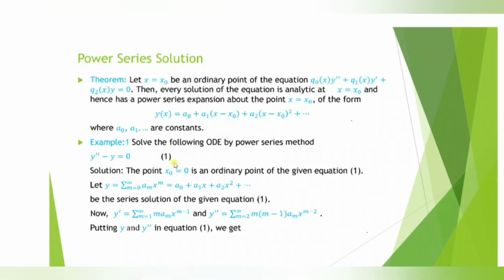We will discuss one example. We will solve this ODE y double prime minus y equal to 0 by power series method. इस ODE में देखो q0 of x क्या है? q0 of x is coefficient of y double prime which is 1. This is not equal to 0 for all x belongs to R. इसका मतलब क्या है? Every real x is an ordinary point of this ODE.